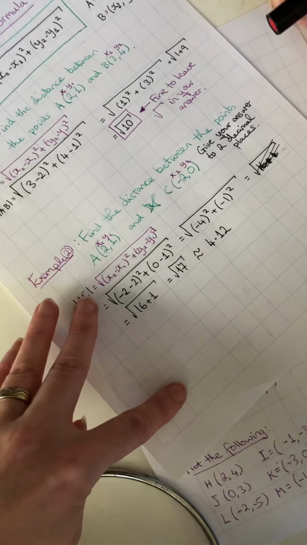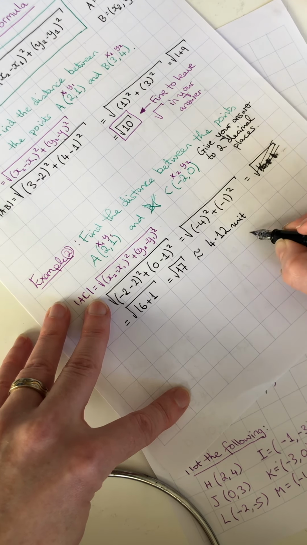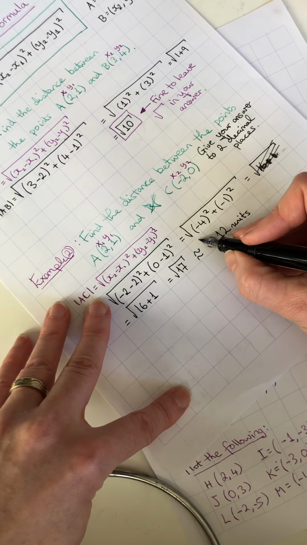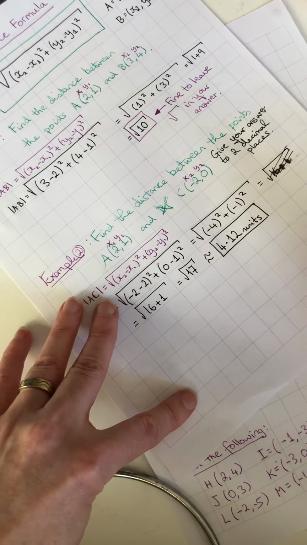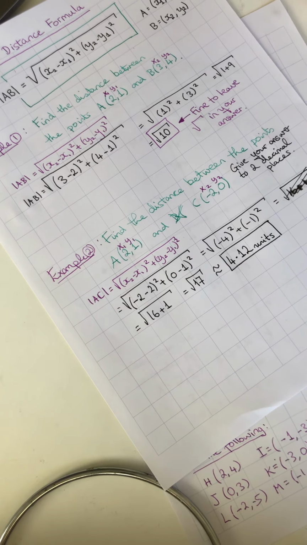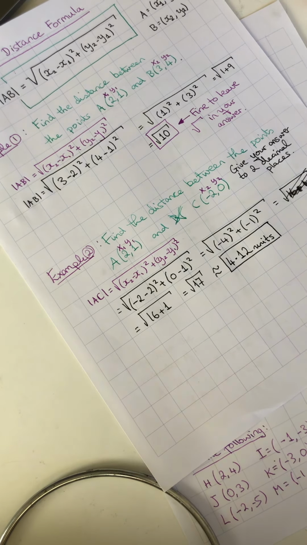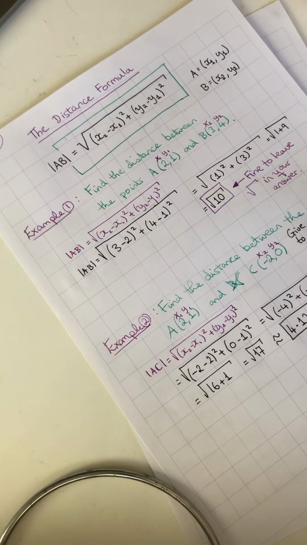What units? These aren't centimetres, they're not meters, they're not kilometres, they're just units. So in coordinate geometry, if you want to talk about distance and area, you can talk about units and square units, but it's fine to leave them out as well because they're not specified. Okay, so that is coordinating the plane and distance formula.